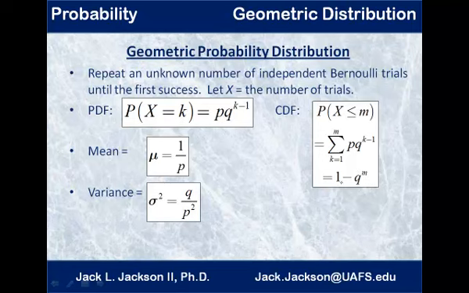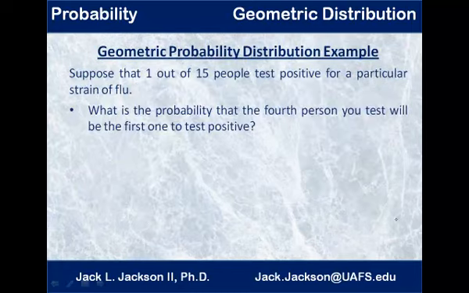That's pretty nice because we can use that formula rather than adding. Like if we wanted the probability that x was less than or equal to 3, rather than figuring out the PDF for 1, 2, and 3, and then adding all those up, we could just use this pretty simple formula here from the CDF. So it's a pretty nice little formula. Okay, let's put this to work in an example.